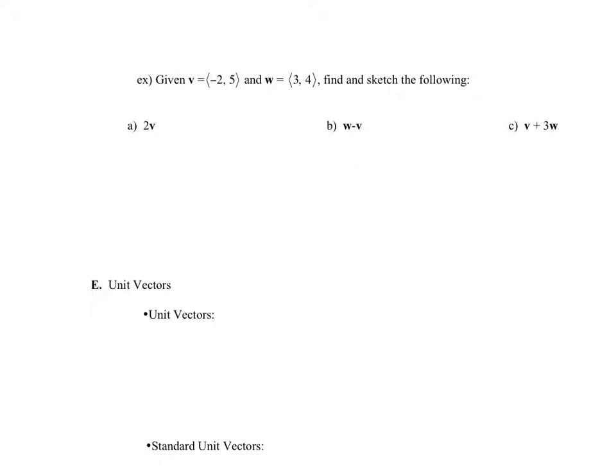So vector 2v is equal to, just take 2 and distribute it inside your vector and multiply both components of it. So 2 times negative 2 is negative 4. 2 times 5 is 10. So if they want me to graph vector 2v, I'd go to negative 4, 1, 2, 3, 4, and then positive 10.